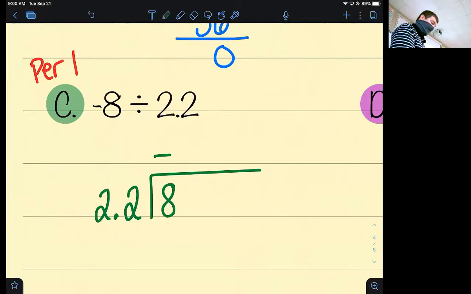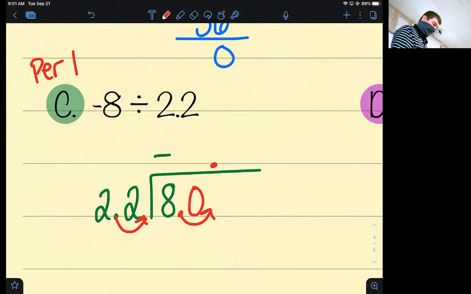The outside number has 1 decimal point. So I'm going to slide it over 1 time, but where's the decimal point on the 8? Aiden? At the end of it, yeah. So I put it at the end to make it 8 point nothing. And I'm going to slide it over 1 spot. And what am I going to put in that 1 spot? A 0. Yeah, instead of doing 8 divided by 2.2, I'm just going to do 80 divided by 22.